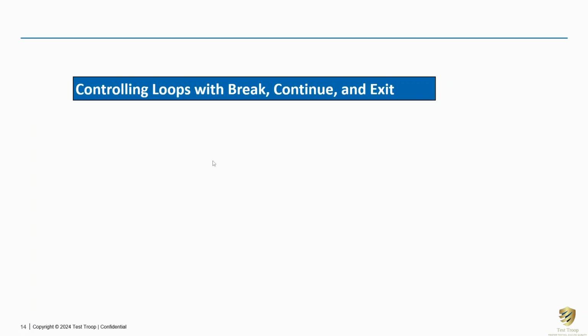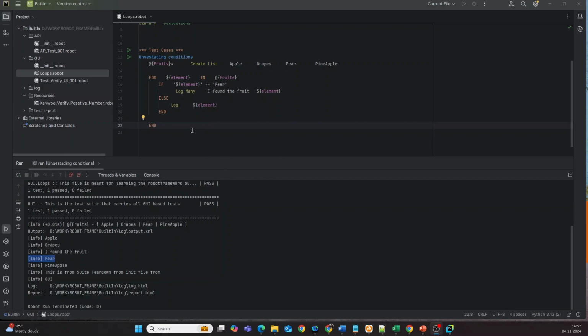Now let us understand how to control the loops. There are mainly three keywords that are used for controlling the loops. They are break, continue, and execute. Let us try to use them in our script, using the same example. Here what I want to do is, as soon as I find pear, come out of this for loop. My aim is to search for pear, and once my work is done, I want to come out of this for loop.